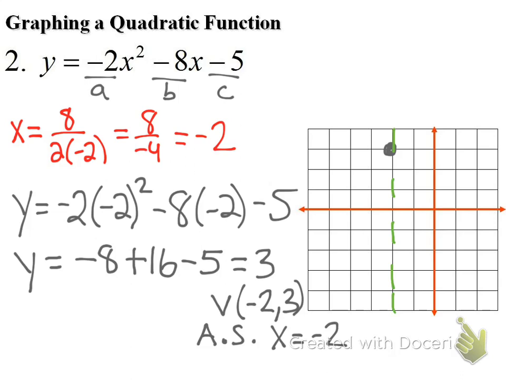Alright, is this going to open up or down? Down, good. A in this case is negative, so it's going to open down. Now let's do an XY chart. What do you guys want to plug in? You can plug in any x value except negative 2. Because when you plug in negative 2, you'll get positive 3. We already know that one.